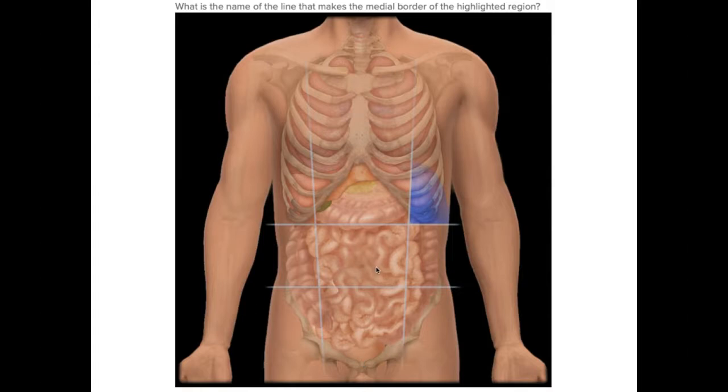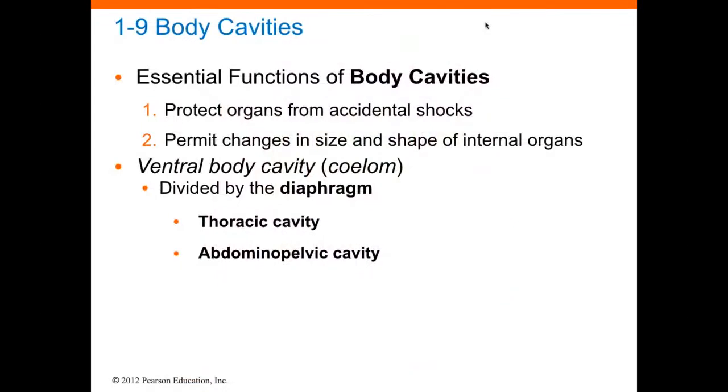Here, what is the name of the line that makes the medial border of the highlighted region? Okay, we look at the blue section and we look at the inner part, the medial. Well, that line runs up and down, so I would be looking for maybe parasagittal or mid-sagittal, but those weren't present here. Since the line is running midway through the clavicle on the top, they were looking for mid-clavicular. Okay, so you have to critically think on some of these.